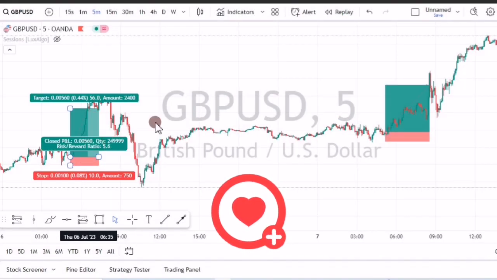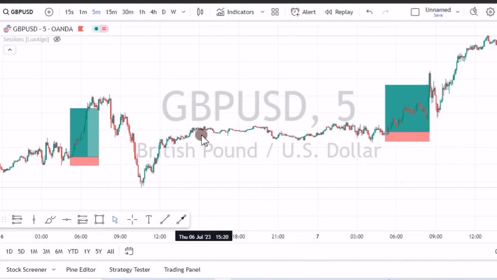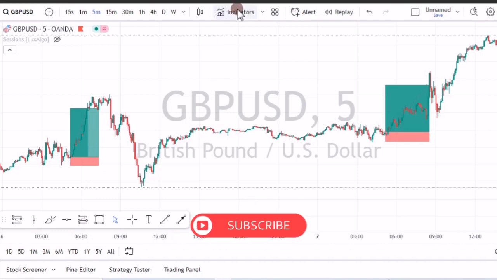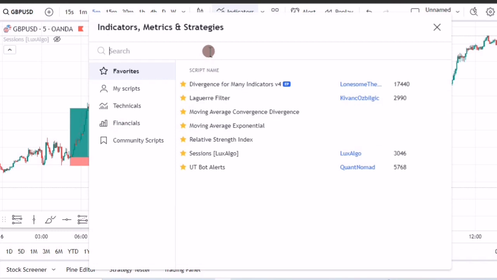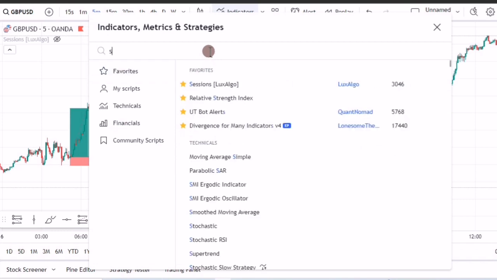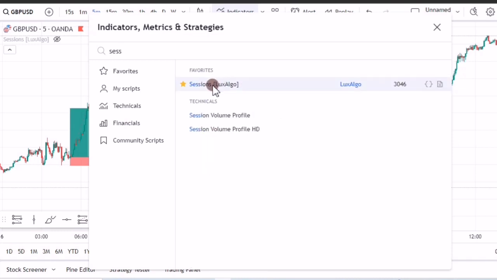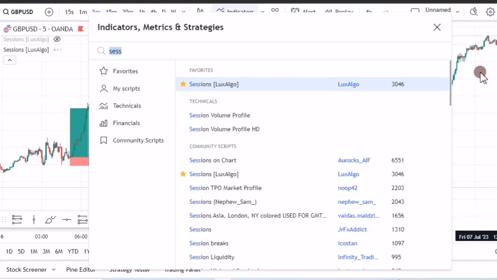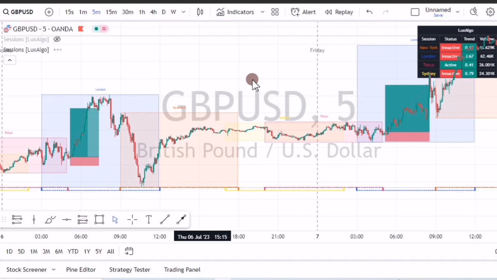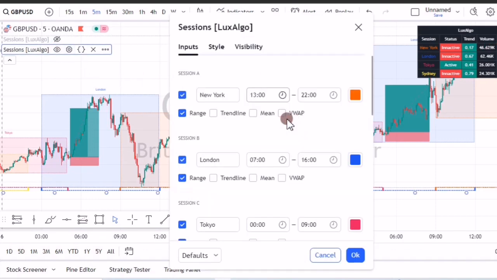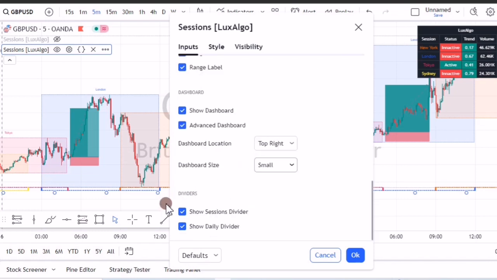I want to show you how to catch these nice moves on GBPUSD always. Okay, so without any waste of time, let me just set up the only indicator that we're going to need. You'll have to select that one, Sessions by LuxAlgo. This is what you're going to have. Let us put in some few settings so that we can start working.